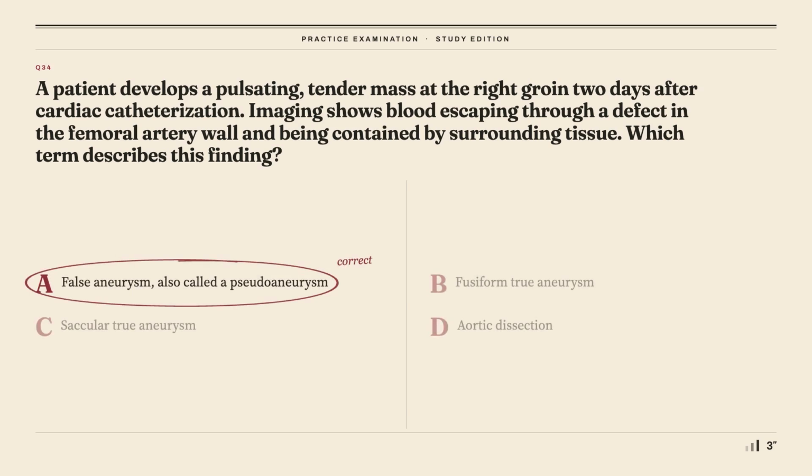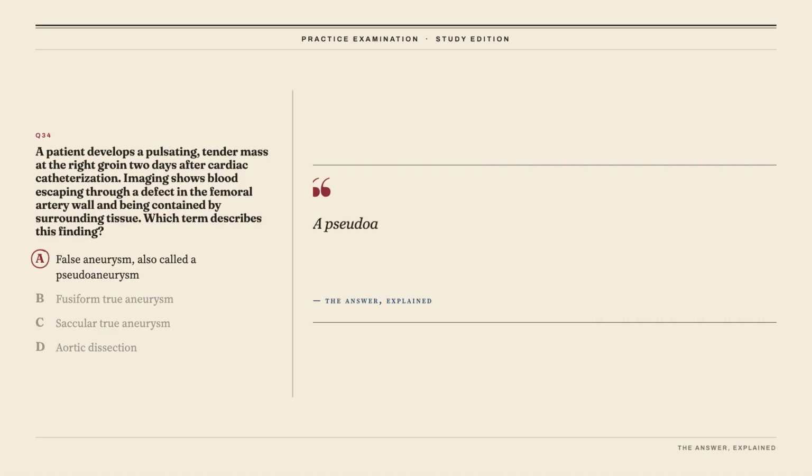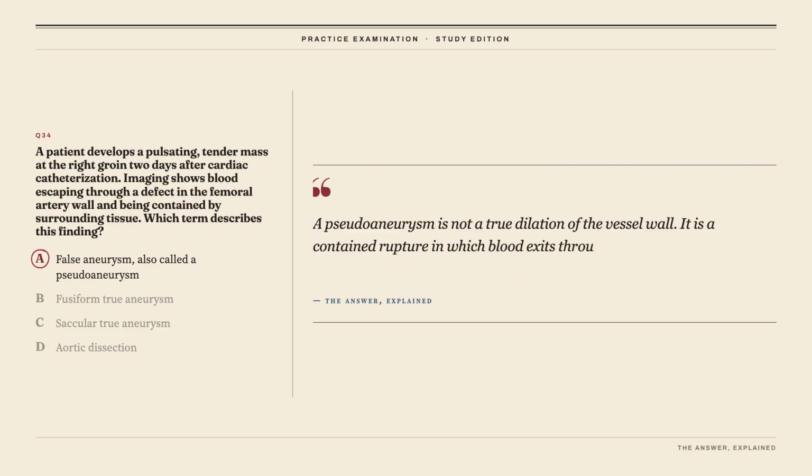The correct answer is A. False aneurysm, also called a pseudoaneurysm. A is correct because a pseudoaneurysm is not a true dilation of the vessel wall. It is a contained rupture in which blood exits through a hole and is held in by adventitia or surrounding tissue, forming a pulsating hematoma that still communicates with the artery. Arterial puncture during catheterization is one of the classic causes, along with trauma and leaking graft anastomoses.